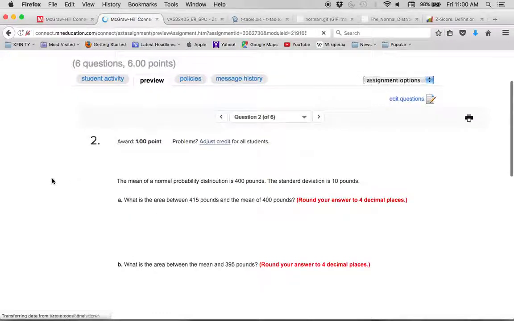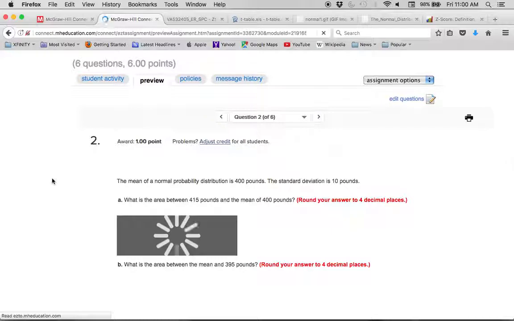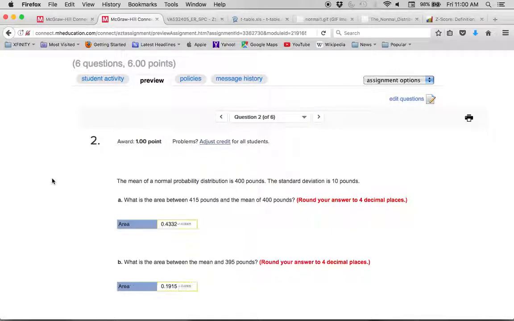So do a lot of practice problems on this. Do as many problems as you can with this stuff, all right? It should make it easier the more you do it.